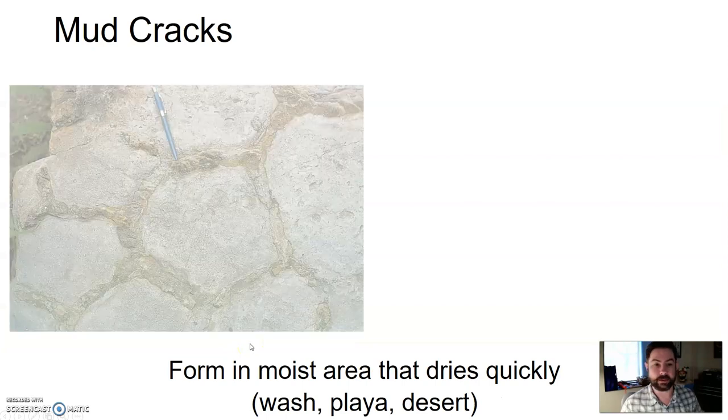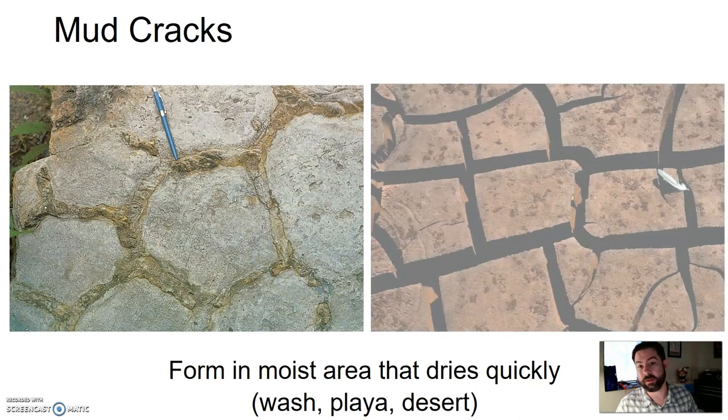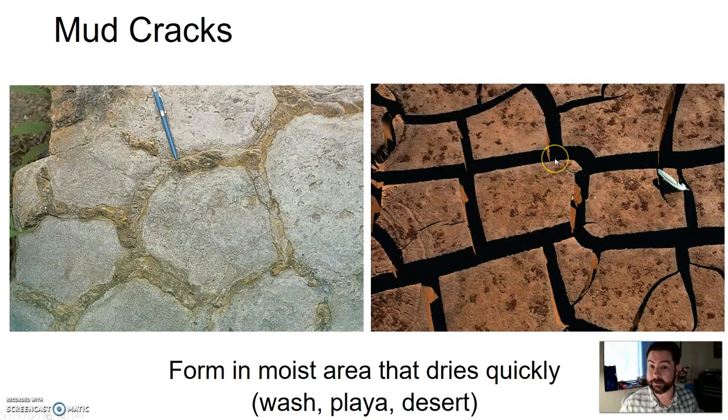What about mud cracks? Again, this is what we see now. Well, what must it have been like in the past? Well, something like this. So mud cracks form in moist areas that dry really, really quickly, typically like washes, playas, which we talked about in a previous video. Desert, arid regions. So you get some area that's muddy, the water evaporates very quickly in a dry area, so quickly that the soil itself kind of shrinks and cracks, creating these mud cracks.